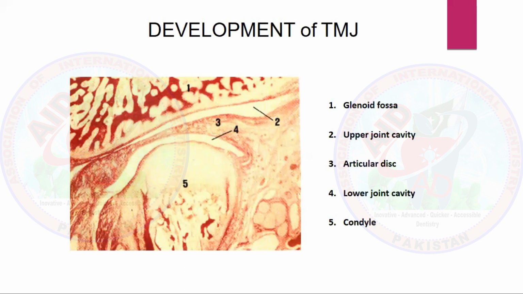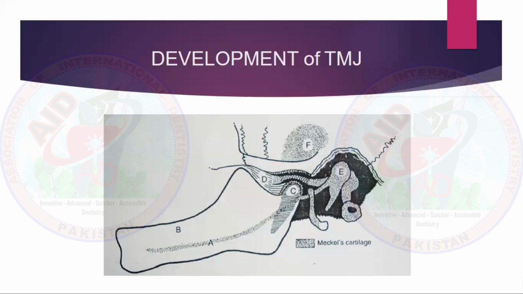Starting from the 12th week, where the temporal and condylar blastema used to appear, and how they mature into pure glenoid fossa, articular disc, condyle, lower joint cavity, and upper joint cavity. Now, just moving forward, you must have the orientation of this picture.